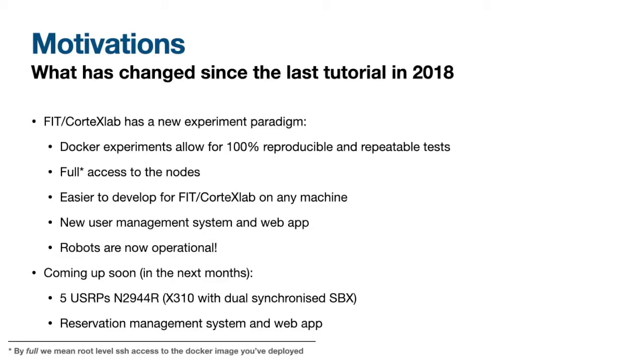In the next months, we're going to install 5 new USRPs of the kind N2944R, which are X310 compatible with dual synchronized SBX and 160 megahertz of bandwidth. And we're going to have also a new reservation management system.